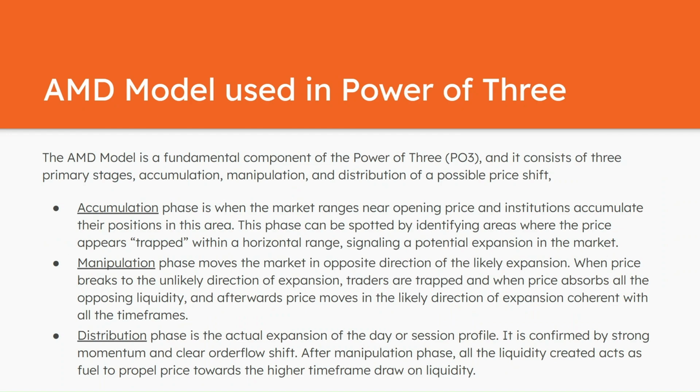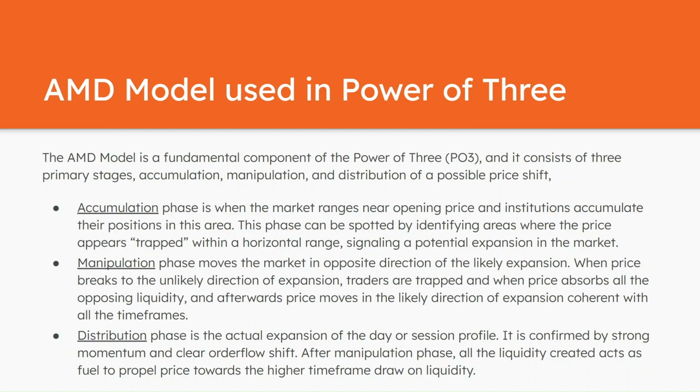The AMD model is a fundamental concept aligning with the power of 3. We can say that power of 3 is more or less a wrapper around the AMD model. It consists of three primary stages: accumulation, manipulation, and distribution.